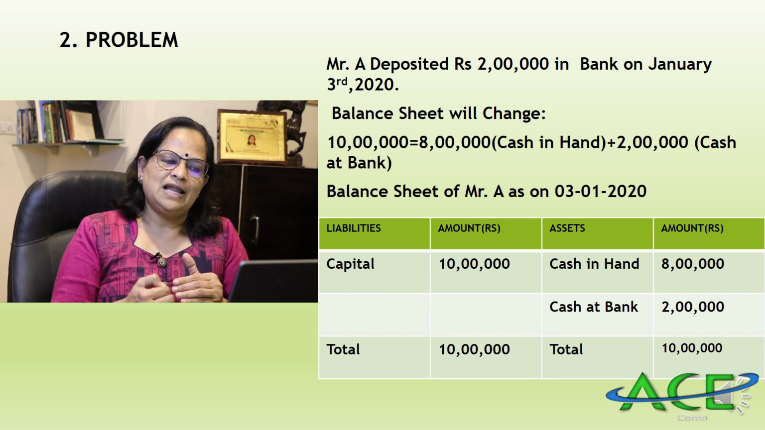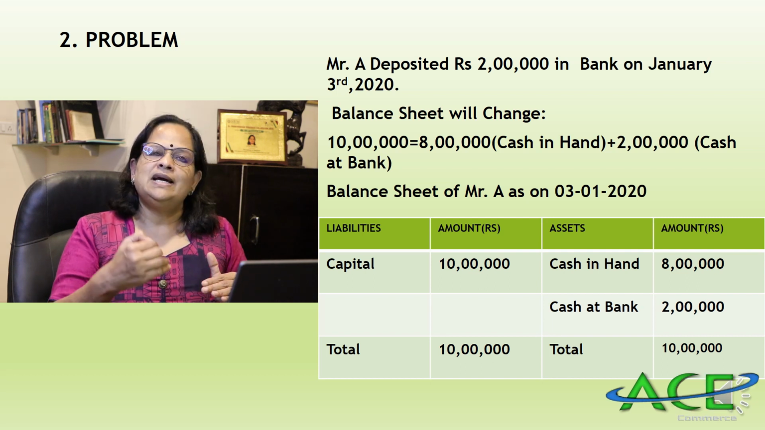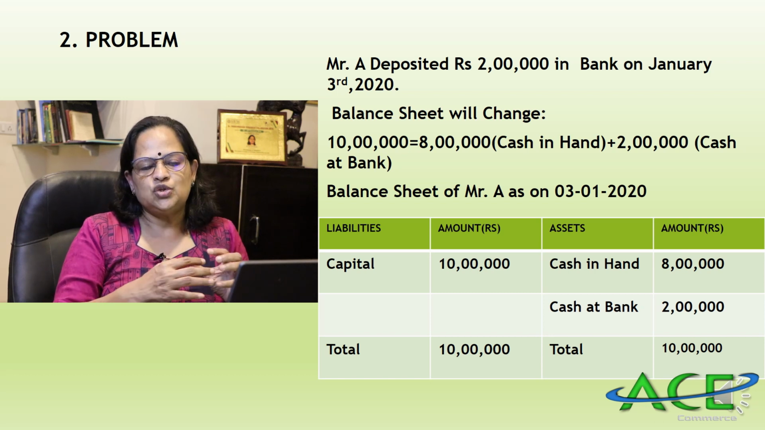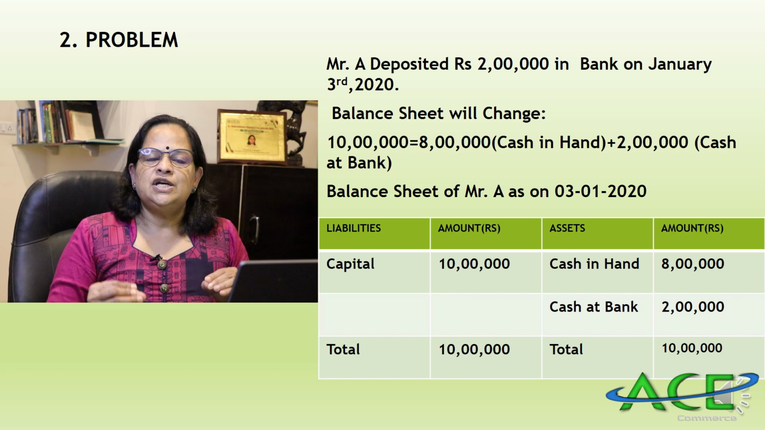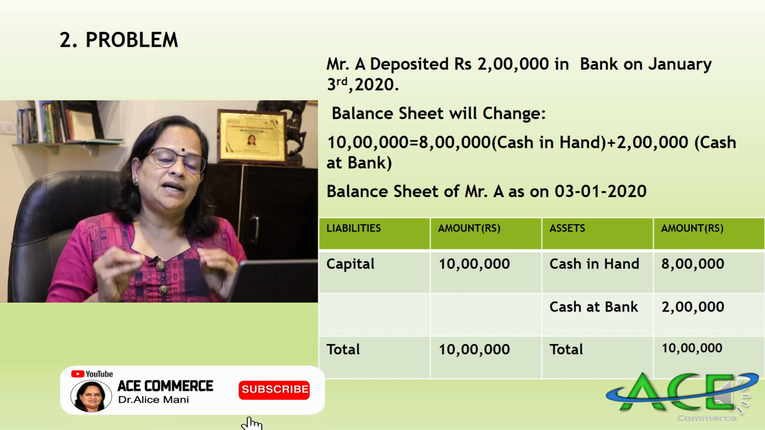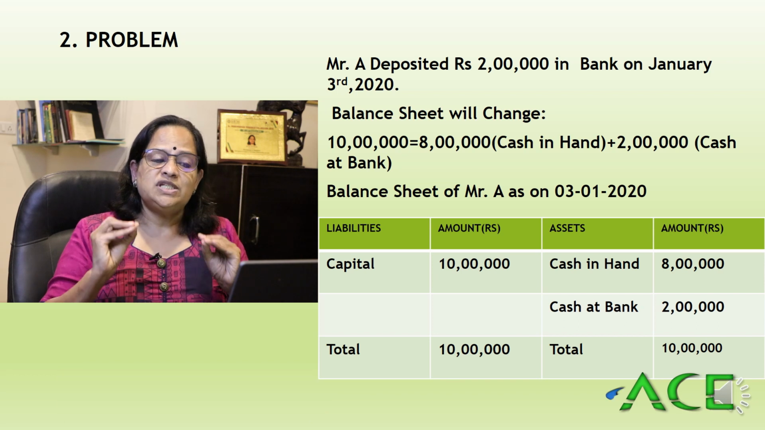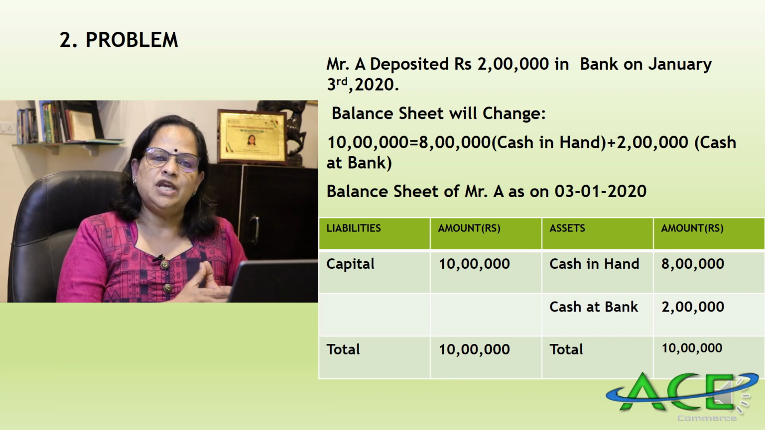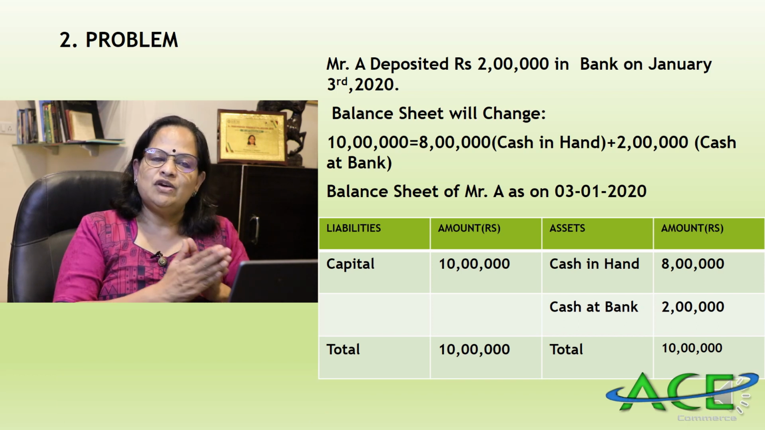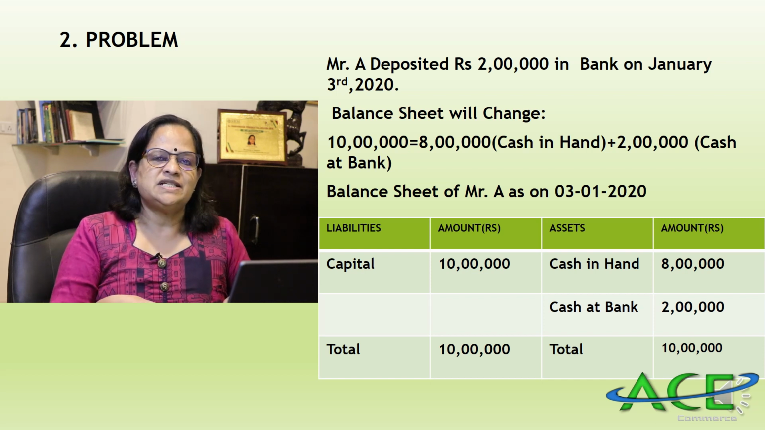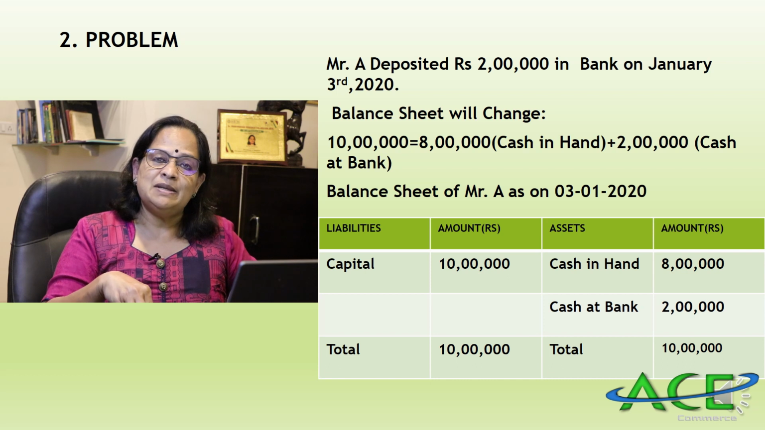Now if you are showing it, on the liability side, capital 10 lakhs; on the asset side, cash in hand 8 lakhs and cash at bank 2 lakhs. So the total of the balance sheet will be 10 lakhs. The balance sheet should tally. That is the correctness of the accounting information or accounting equation. You have to remember that the asset side should be equal to the liability side. So when you follow the balance sheet equation, you can see that these changes in the transactions will always tally the balance sheet.